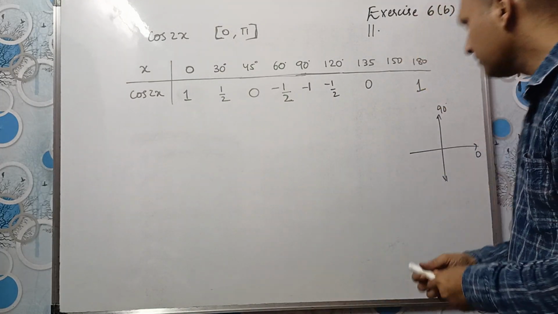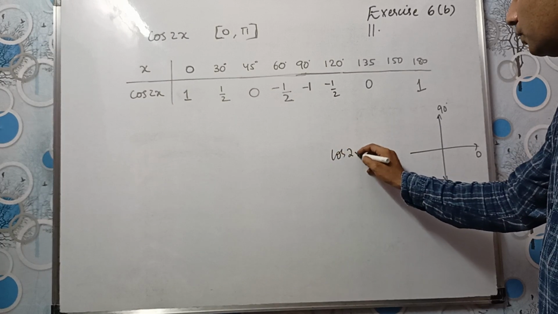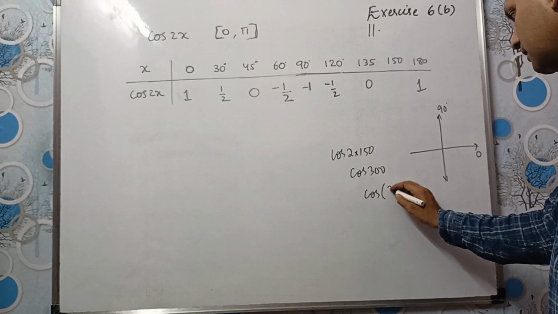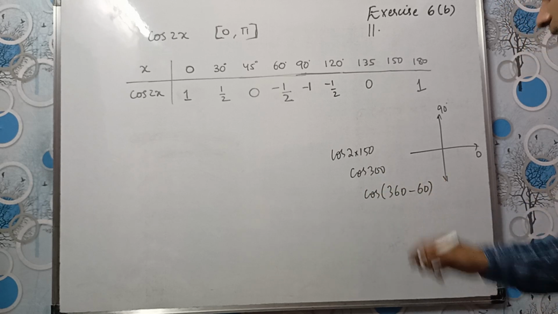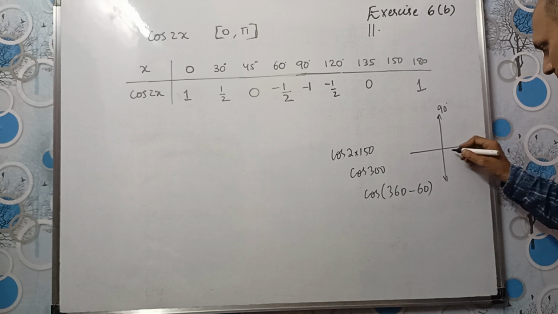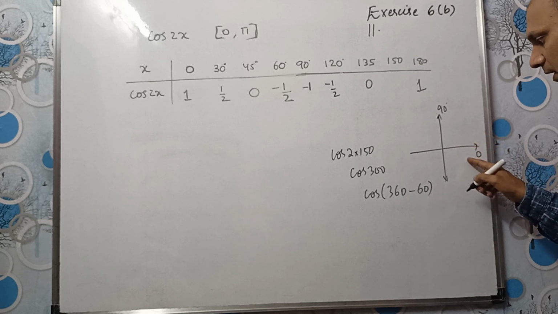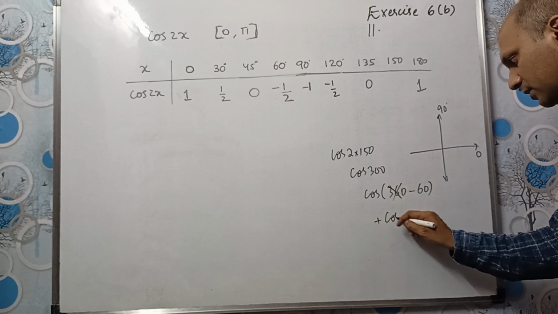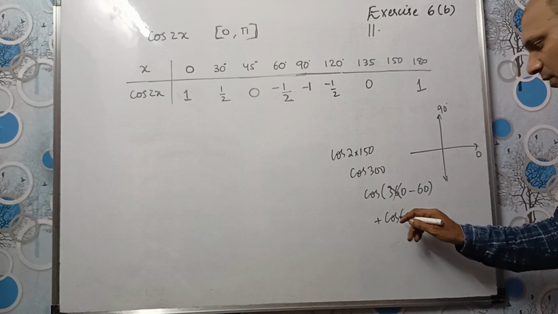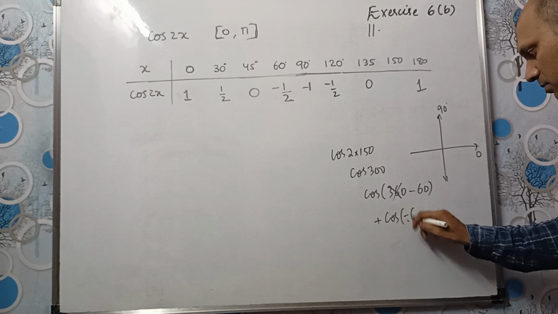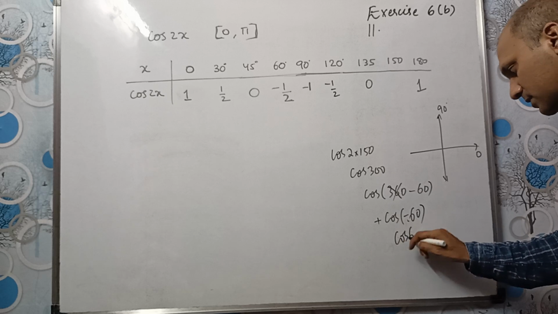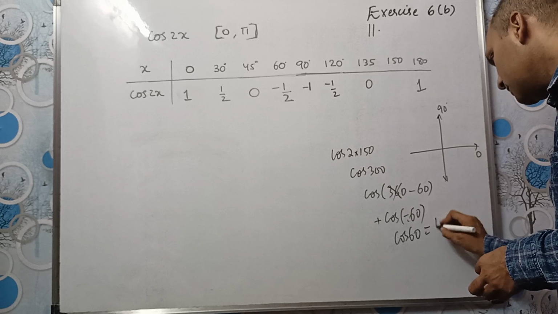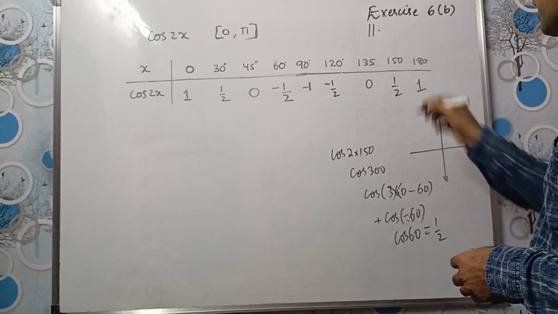Okay, 150. So cos 2 into 150 is cos 300. We can write 300 as 360 minus 60, right? 360 minus 60 will lie in the fourth quadrant. In the fourth quadrant, cos is positive. So we can omit the 360 and write cos 60. This will actually be cos minus 60, but cos minus 60 is cos 60, right? We have studied this in the previous videos. Now cos 60 is how much? This is equal to 1 by 2.